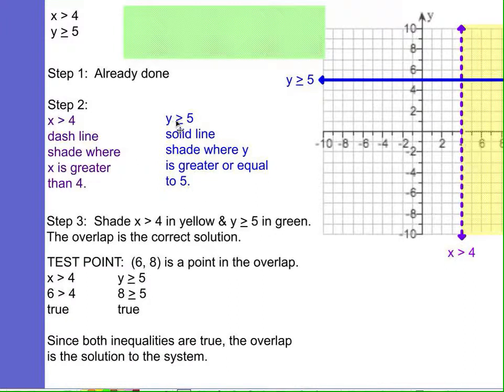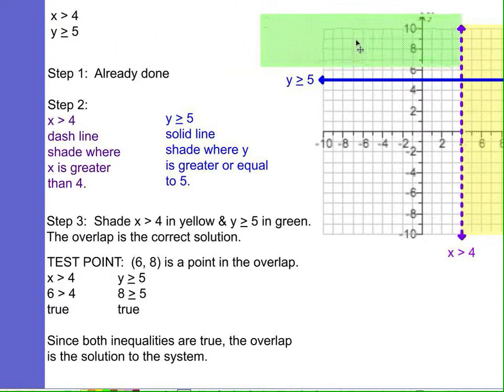For the second equation, y is greater than or equal to 5, again, we're looking for all the numbers where y is greater than 5. So the numbers that are greater than 5 are 6, 7, 8, 9, 10, and so on. They're on top of the line for y is greater than or equal to 5. So we shade above that line.